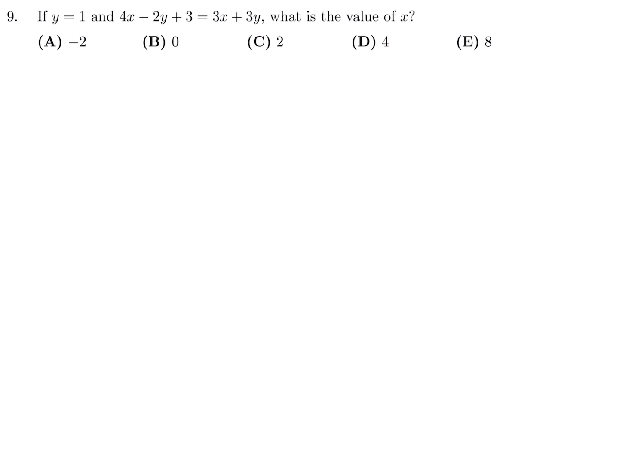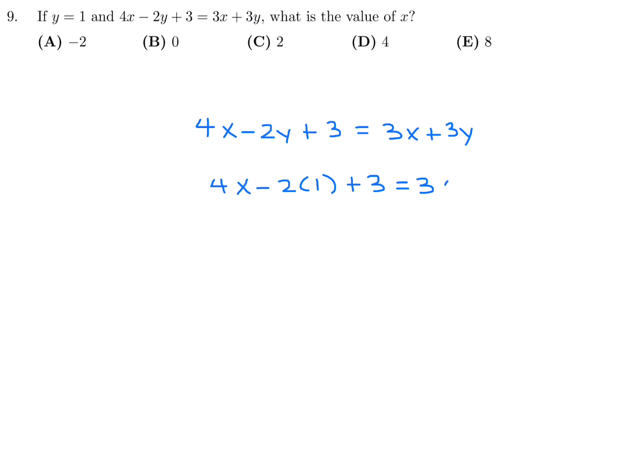If y is equal to 1 and 4x minus 2y plus 3 is equal to 3x plus 3y, what is the value of x? So y is equal to 1, so substitute that in, and we get 4x minus 2 plus 3 is equal to 3x plus 3 times 1. So this is 4x minus 2 plus 3 is equal to 3x plus 3. And then I guess we can just solve for x. Bring that over and you get x, and then bring all those over and you get 2. And that's it. So number 9, the answer is C.